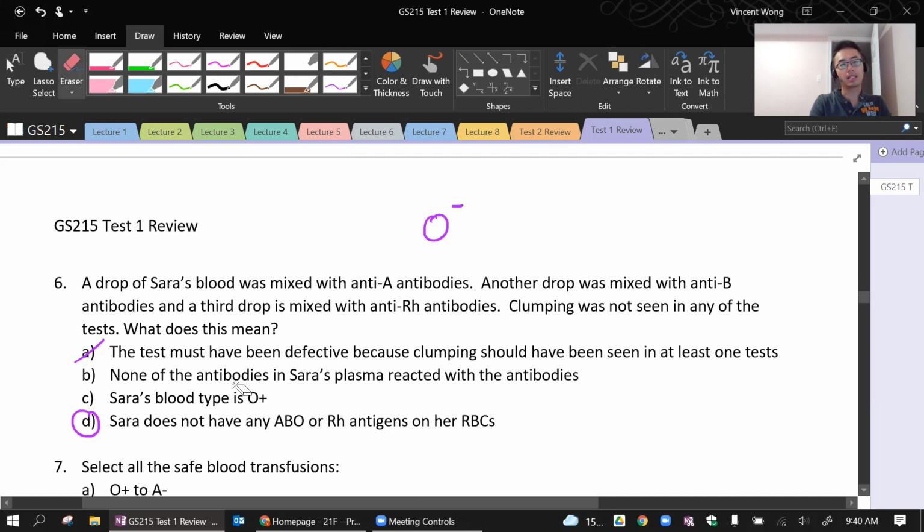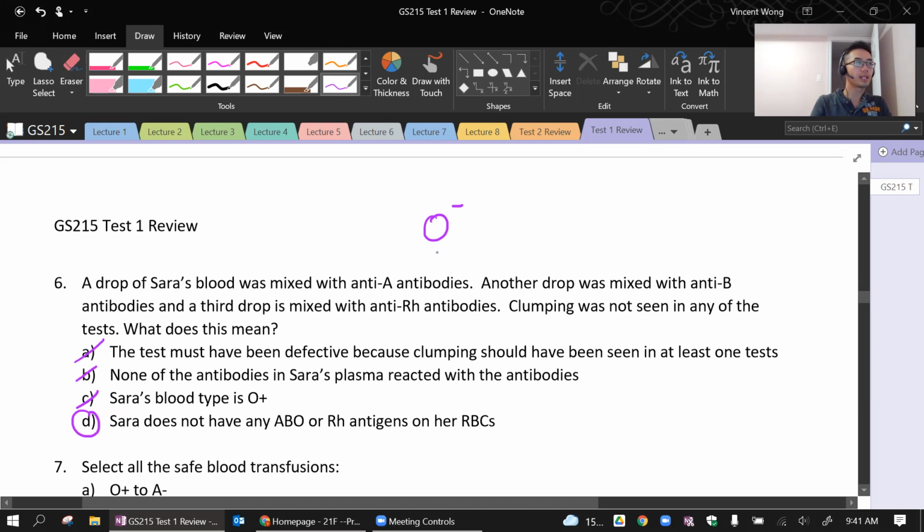And none of the antibodies in Sarah's plasma react with the antibodies. We are talking about antigens in Sarah's RBCs reacting with the antibodies. This is not about antibodies reacting with antibodies. And as I told you, it's O negative, so not positive. If it's positive, there would have been clumping with anti-RH.